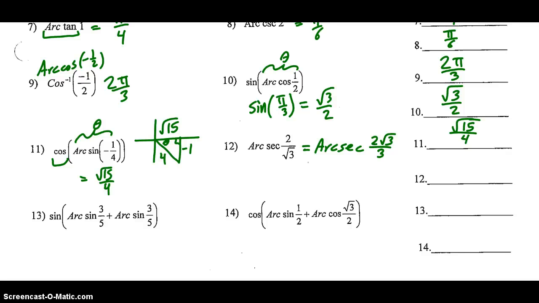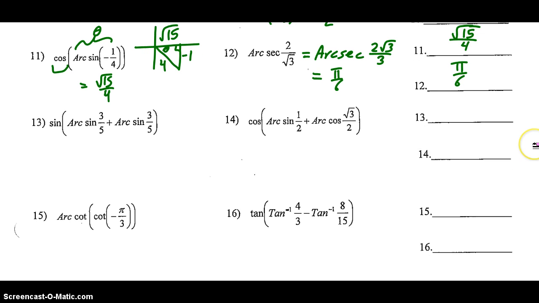We just have to figure out what quadrant we're in. Well, arcsecant is between quadrants 1 and 2, but when is it positive? Quadrant 1. So I need to look what angle in quadrant 1 has a secant of 2 radical 3 over 3, and that is pi over 6. Neat.